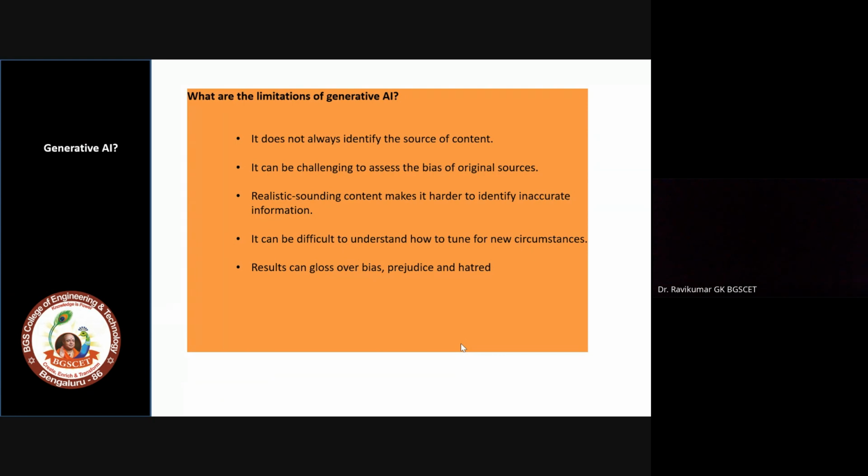Realistic-sounding content makes it harder to identify inaccuracies. Sometimes, if you are unable to provide what you are exactly looking for, you will end up getting the wrong result from generative AI.